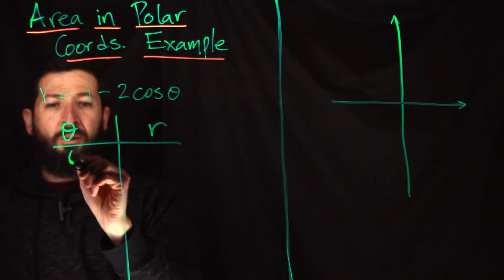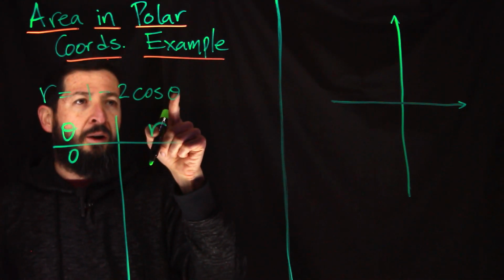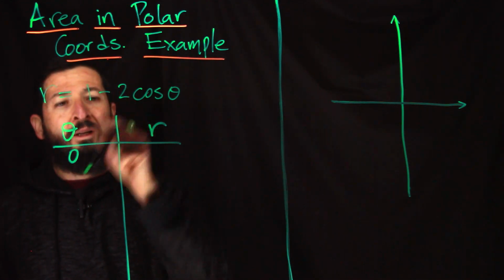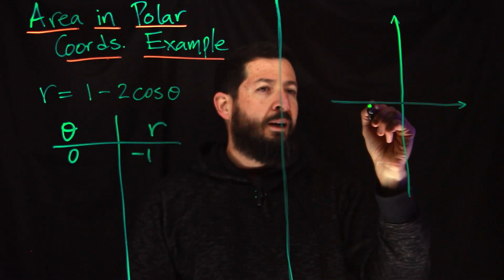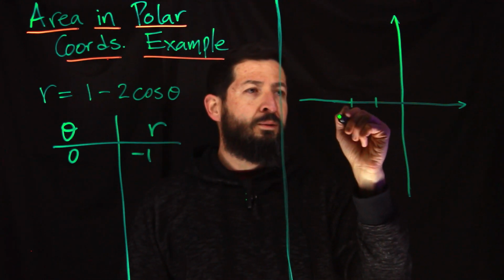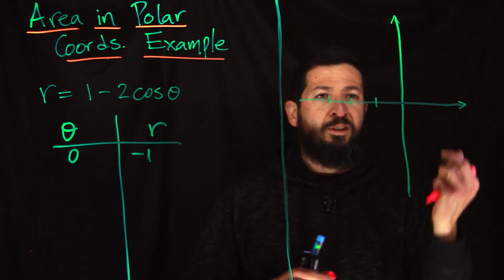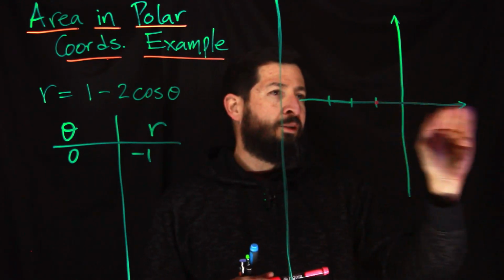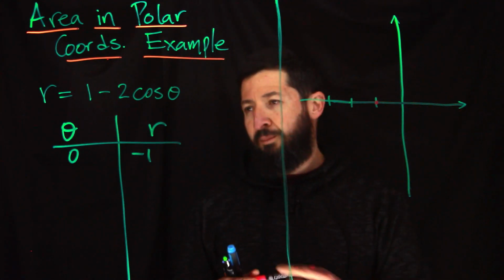So start at 0. When you plug cosine of 0 here, you get 1 times 2, which is 2. 1 minus 2 is going to be negative 1. So we're going to plot this over here. I need a little bit more room. In this direction, 1, 2, 3. I need to go all the way to 3. I want to plot a point. So this right here is the first point: angle 0, radius negative 1, so I go in the opposite direction, negative 1.